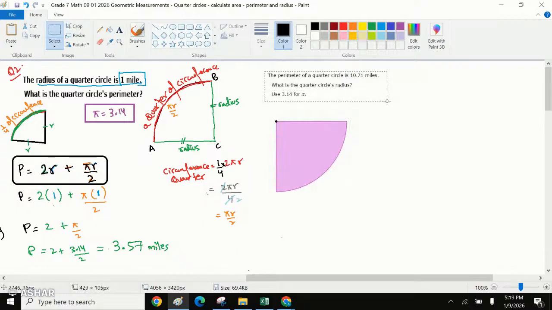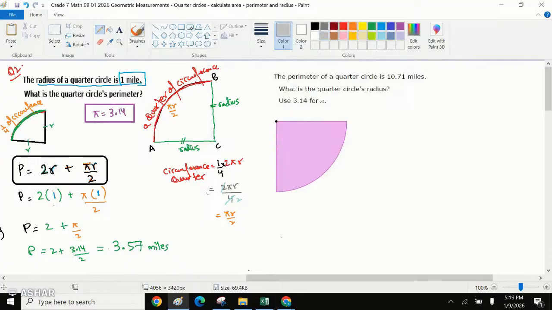Question number 3 says the perimeter of a quarter circle is given to us. We need to find the radius. They can ask us to find the radius or the diameter, right? In this question, they're asking us to find the radius. The perimeter means this length is the radius, this length is the radius. And what about the part of the circumference? We know this equals pi r upon 2, right? So can we apply the formula of the perimeter?